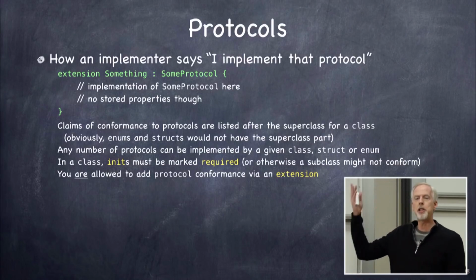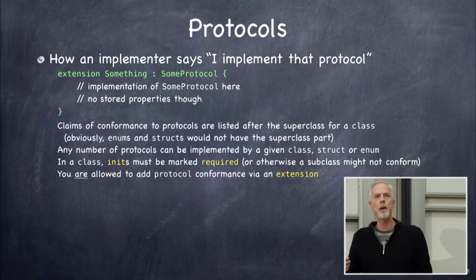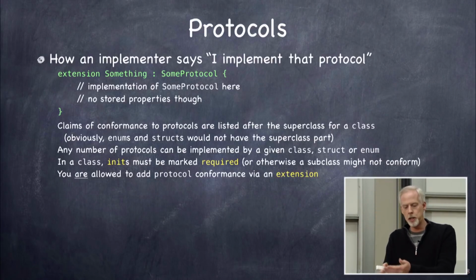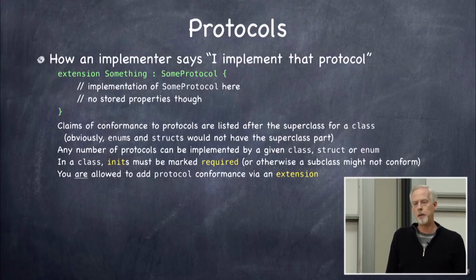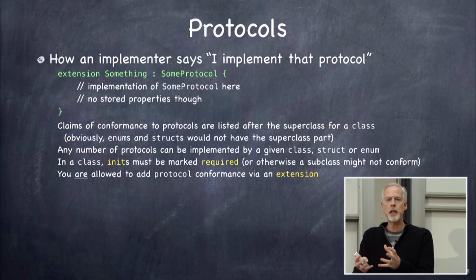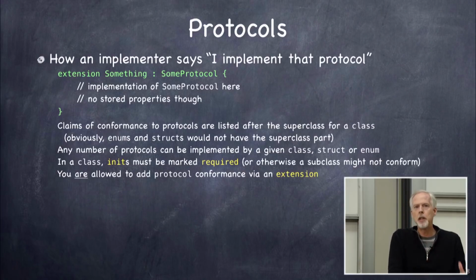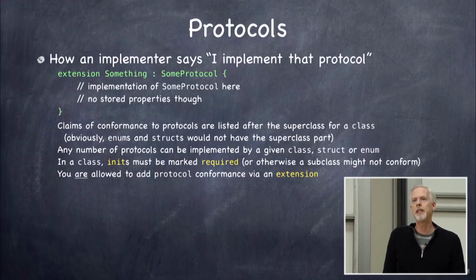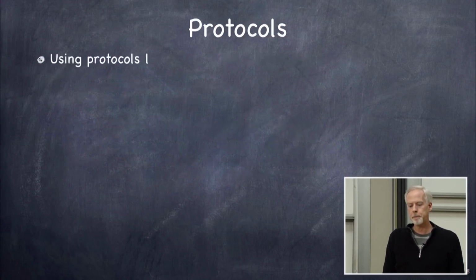We would just say extension Int colon the protocol we wanted Int to implement, and then in the extension, we would put all the implementations of the vars and methods in that protocol. Okay? And this is actually quite common to use an extension. Just for code bookkeeping, we'll sometimes use an extension to implement a whole protocol. It's just nice, it groups it all nicely.